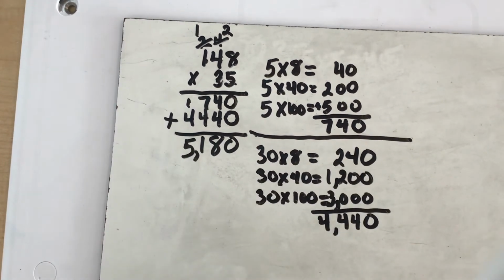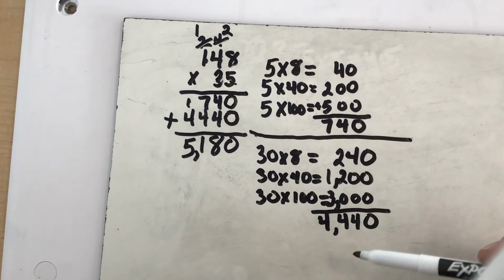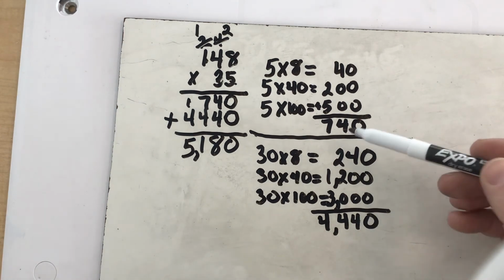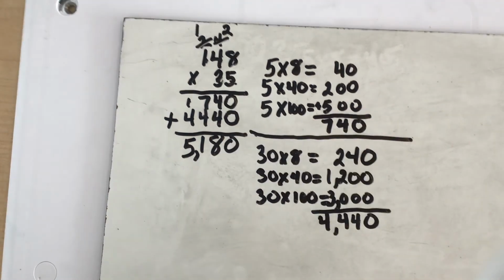So now I have a total product of 5,180, showing that the partial products can add up to my total product. Now it's your turn.